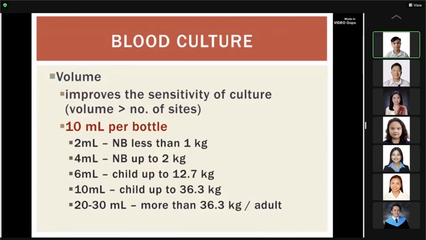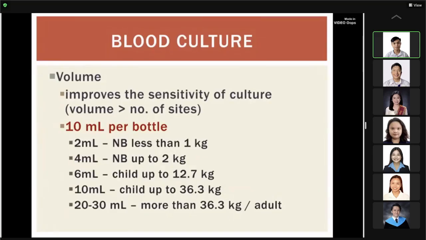The volume is very important for blood culture because it improves the sensitivity of the culture. Comparing it with the number of sites in increasing the sensitivity of the culture, volume increases the sensitivity more than what the number of sites can contribute. The minimum volume per bottle should be 10 ml.